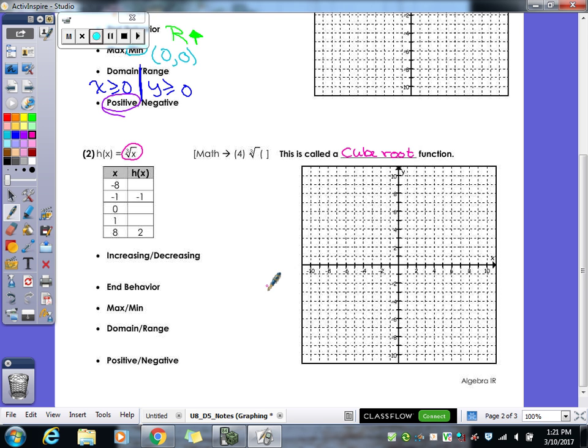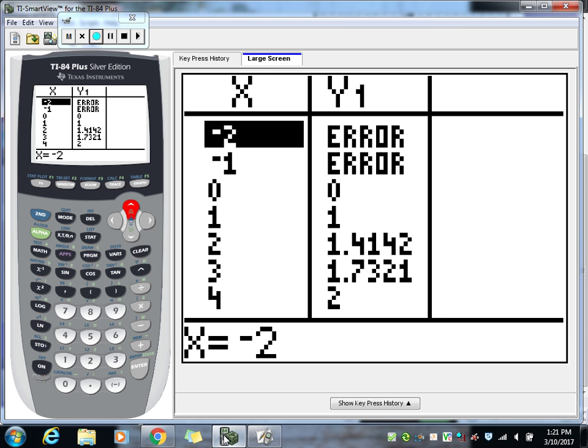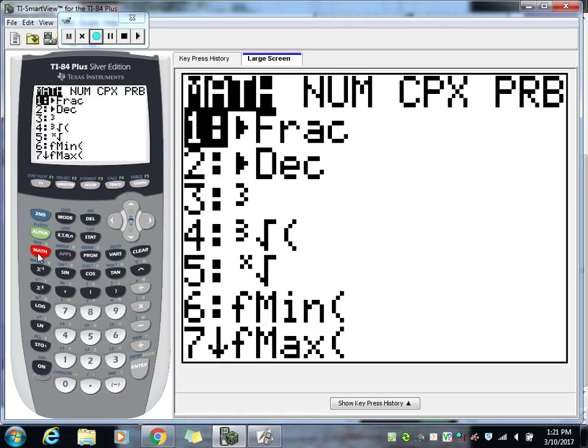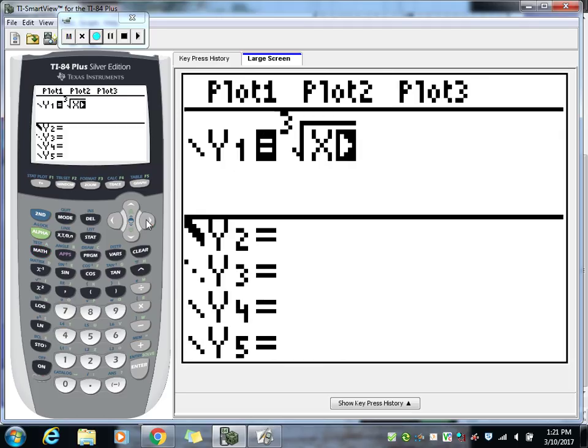So let's take a look at that graph. So let's go to our y equals, clear out our square root. To get your cube root, you're going to push the math button. And then you want choice 4. See, it's got the little 3 and then the square root sign. That's our cube root. And then you put your x in there. So we got the cube root of x. You got to practice.